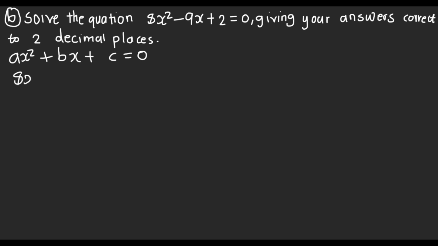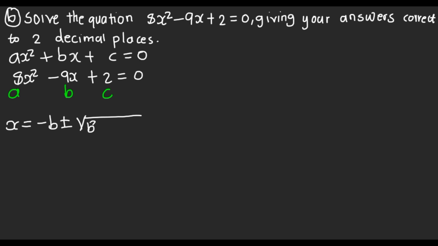Here we have 8x squared minus 9x plus 2 is equal to 0. So the values: a is equal to 8, b will be negative 9, then c will be a positive 2. Then what are we supposed to do? We are going to write the quadratic formula: x is equal to minus b plus or minus the square root of b squared minus 4ac, everything divided by 2a. From there, we are going to substitute.